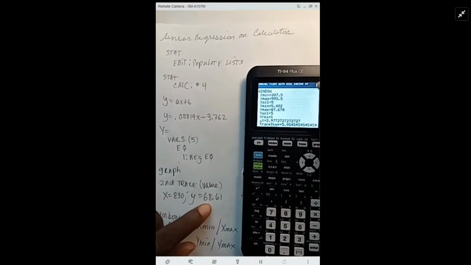So the answer to the question, what is the cost at x equals 830 pages, is 68.61.